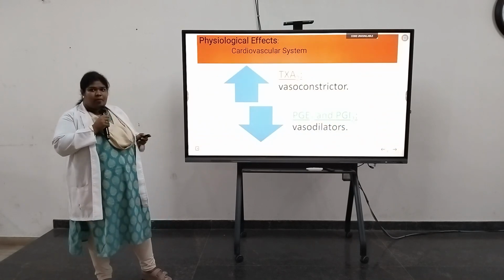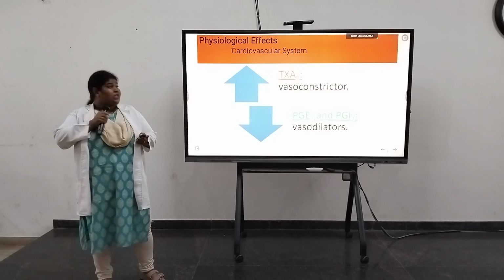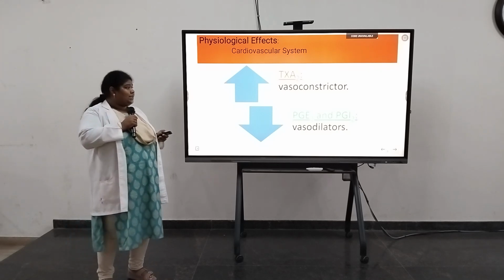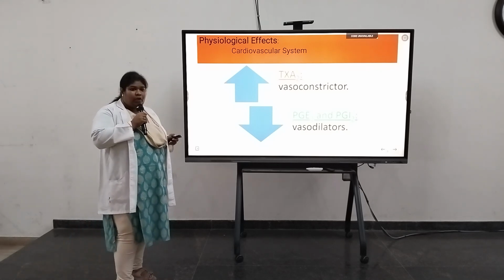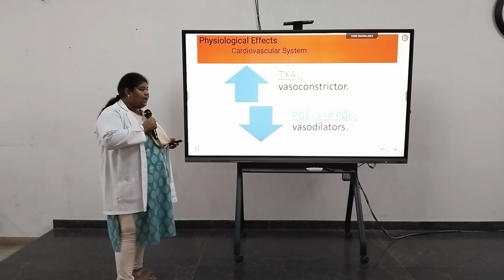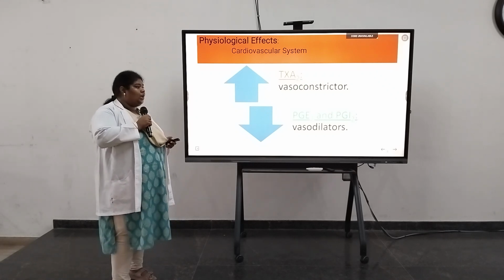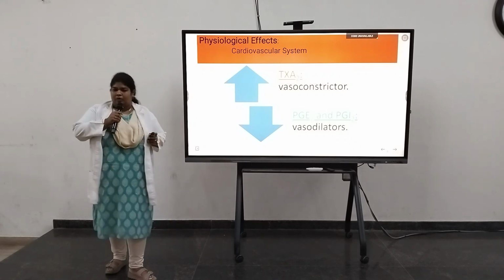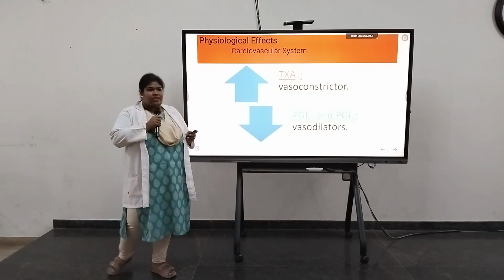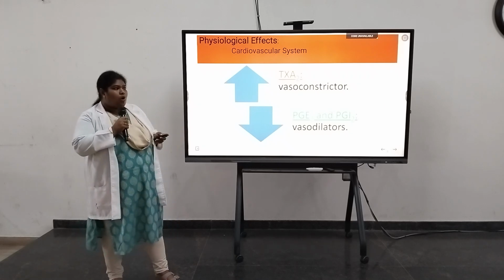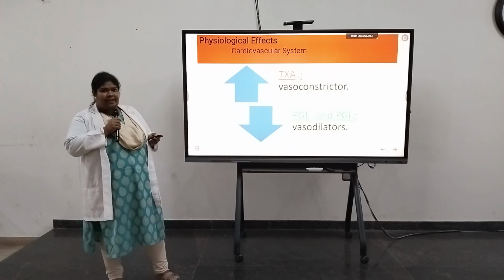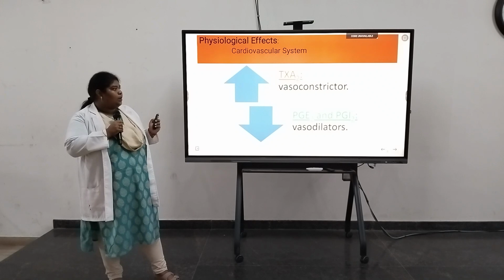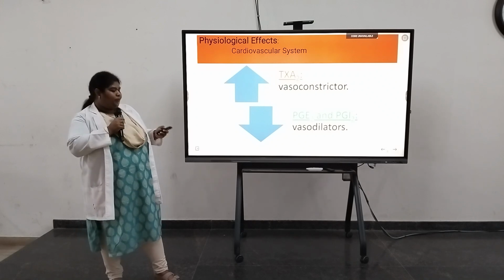So coming to certain important physiological functions of these prostaglandins, in the cardiovascular system, thromboxane A2 mainly acts as a vasoconstrictor, and prostaglandin E2 and prostaglandin I2 mainly act as vasodilators. The point to remember is that thromboxane A2 is a vasoconstrictor, so all your antiplatelet action will be mainly concerned with inhibiting thromboxane A2.